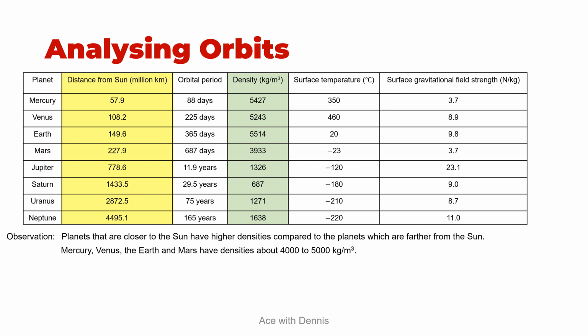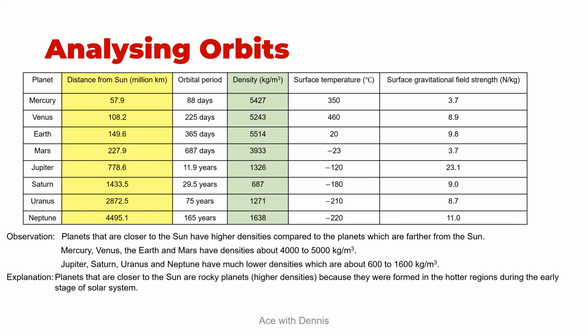Mercury, Venus, the Earth, Mars have densities of about 4,000 to 5,000 kilograms per meter cube. On the other hand, Jupiter, Saturn, Uranus, Neptune have much lower densities, which are about 600 to 1,600 kilograms per meter cube. And here is the reason.